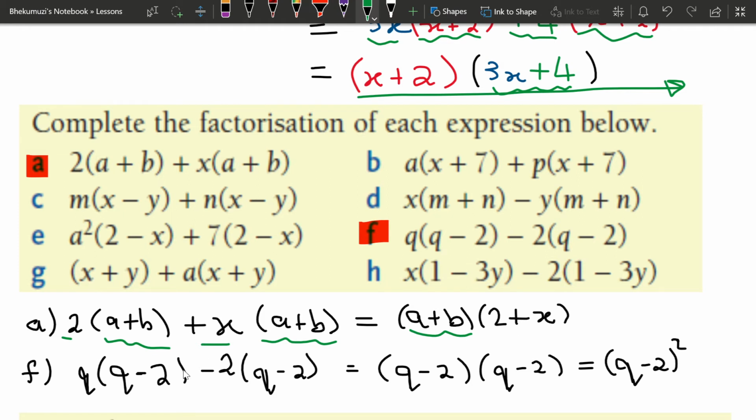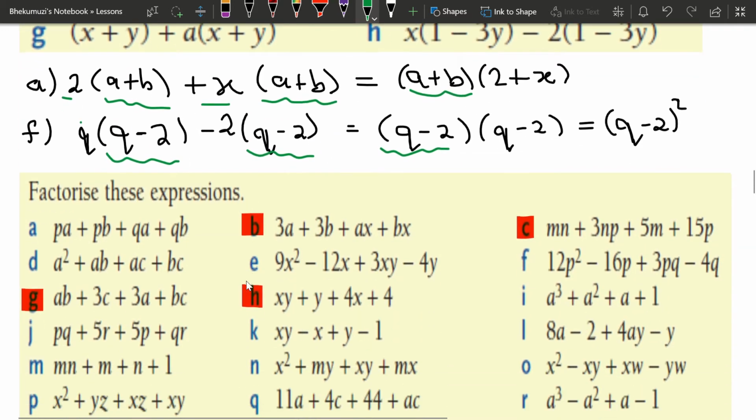And then here again you do see that it's q minus 2 and q minus 2, which is the common factor, so we put it in front. And what is left off, you're left with q minus 2. But q minus 2 and q minus 2 is the same, so you could also write it as q minus 2 to the power 2, which is still the same thing.